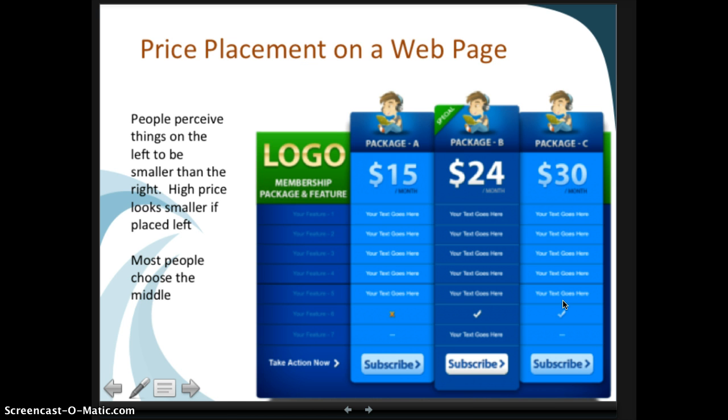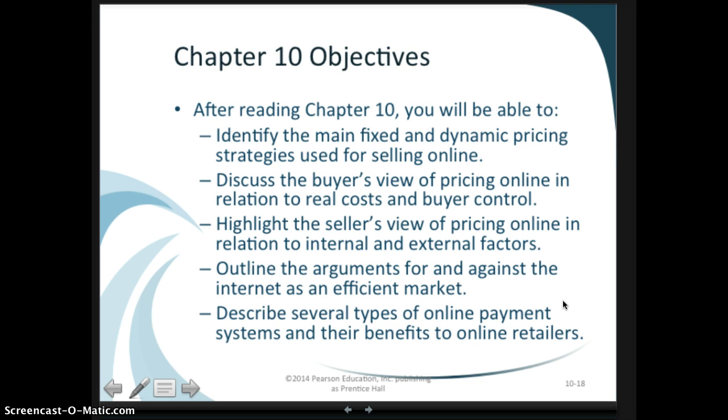Also, another set of studies shows that if you give people a choice of 3 things, they tend to choose the middle one. So it's not just about the price you set, it's about how you present that actually on the web page. So that pretty much wraps up our chapter 10.